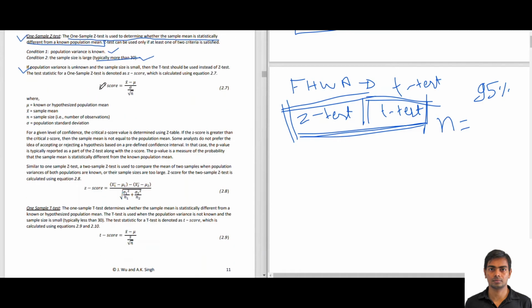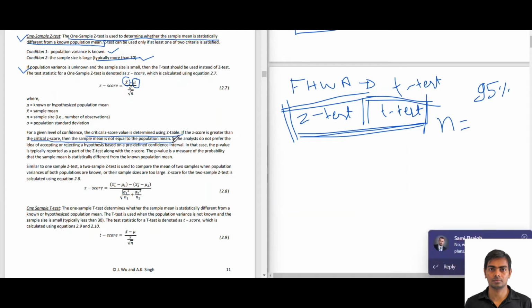So the z-score is given by sample mean minus population mean, if the population mean is known, divided by the standard deviation of the population over root of the sample size, the number of observations in the sample. For a given level of confidence, the critical z-score value is determined using z-table. We can do this in Excel as well. If the z-score is greater than the critical value, then the sample mean is not equal to the population mean.